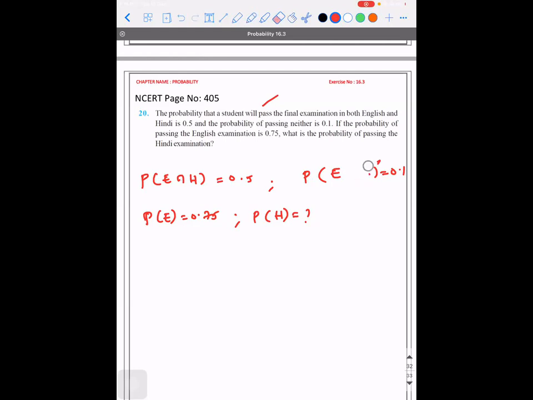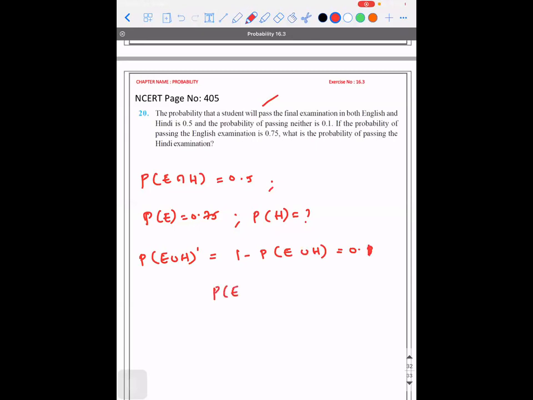what they are trying to say is probability of failing in E and H is 0.1. That is probability of E dash union H dash. It should be P of E union H the whole dash, which is nothing but 1 minus probability of E union H. Correct? That is 0.9, 0.1.